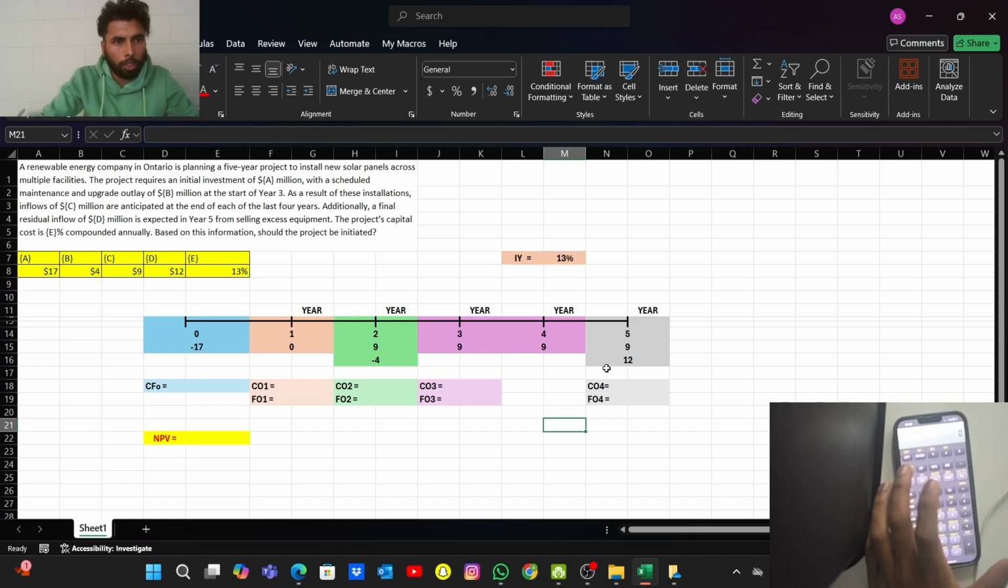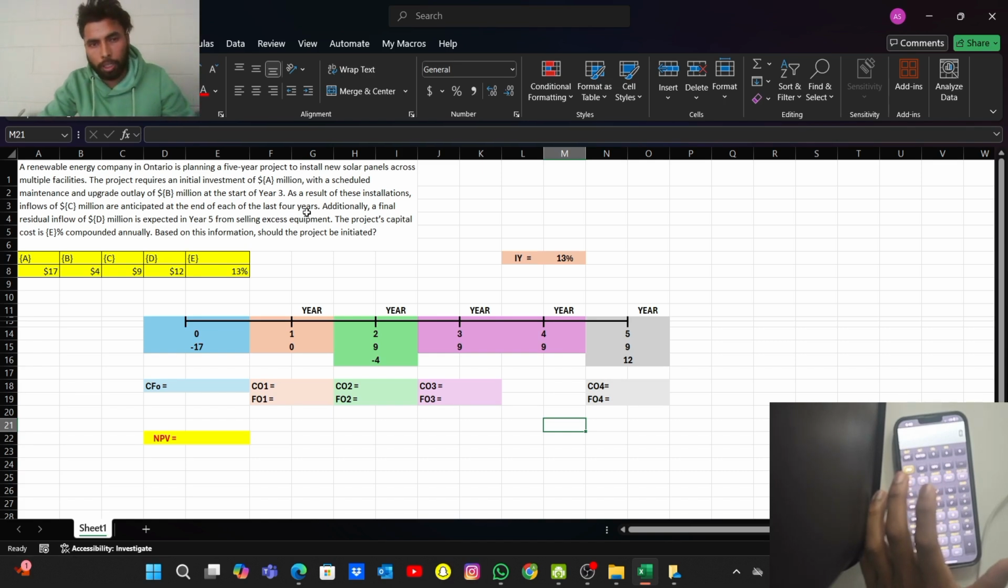A renewable energy company in Ontario is planning a 5-year project installing new solar panels in multiple facilities. The project requires an initial investment of dash million, in column A that is 17 million, and a maintenance upgrade outlay of dash million at the start of year 3. I remember, start of year 3. And this B column is 4 million.